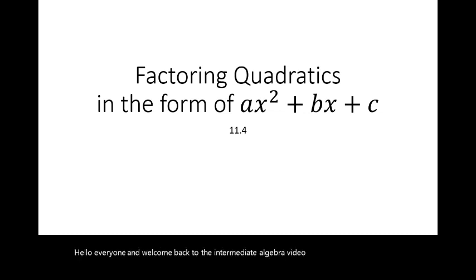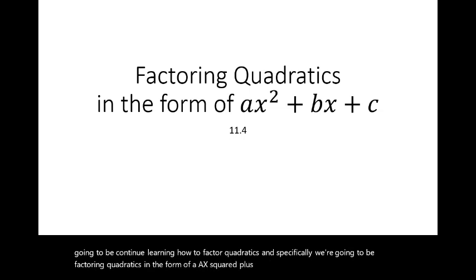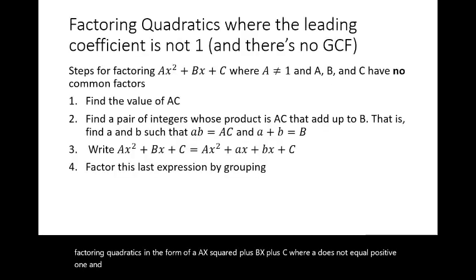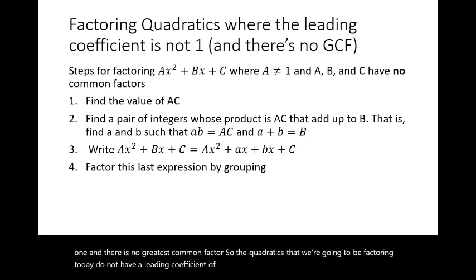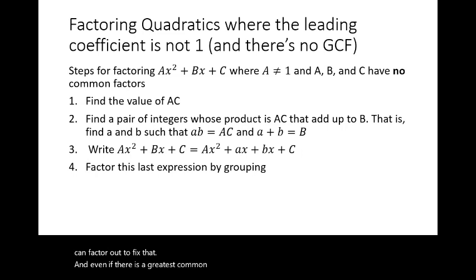Today we are going to continue learning how to factor quadratics, and specifically we're going to be factoring quadratics in the form of ax squared plus bx plus c, where a does not equal positive 1 and there is no greatest common factor. So the quadratics that we're going to be factoring today do not have a leading coefficient of 1, and there is no greatest common factor that you can factor out to fix that. And even if there is a greatest common factor, factoring it out will still not make the leading coefficient 1.